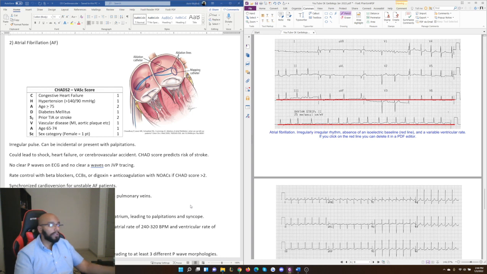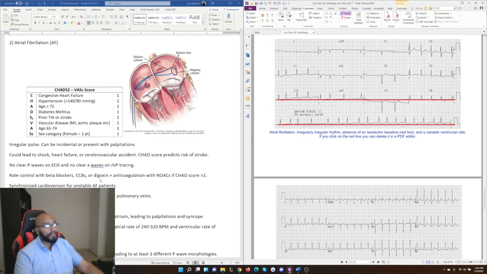So you pretty much just give anticoagulation. In my opinion, the score is not really something that useful, because I don't see why you would do it. Just give anticoagulation unless it's contraindicated for whatever reason. Now you have to do rate control with beta blockers, calcium channel blockers.